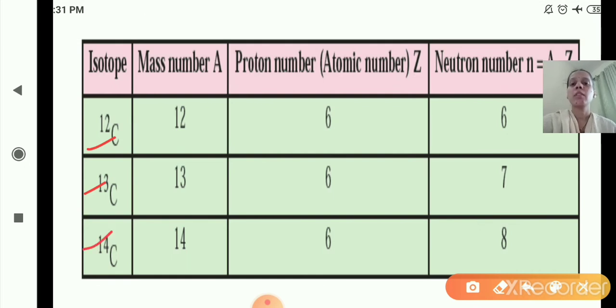So this is about isotopes, and we have seen the 2 tables, how to write down electronic configuration, then valency and number of valence electrons.